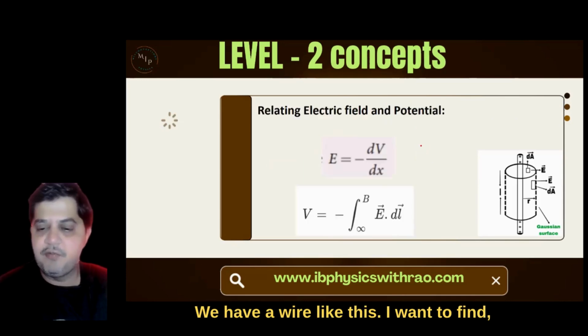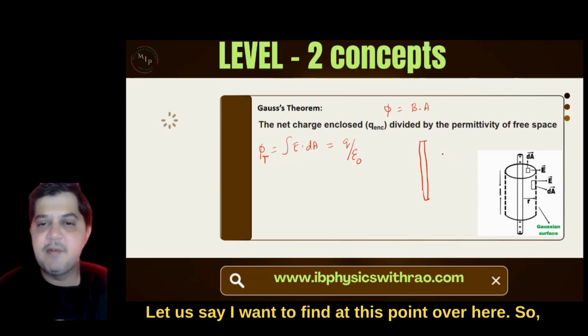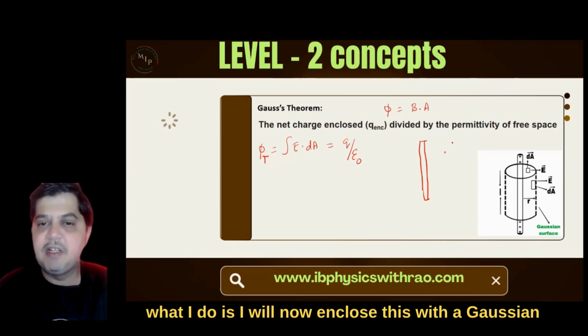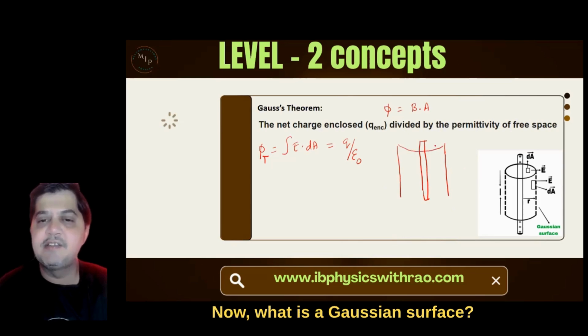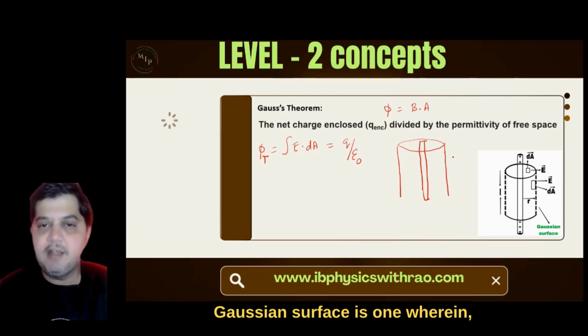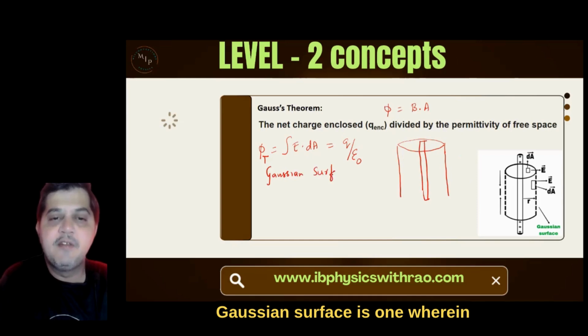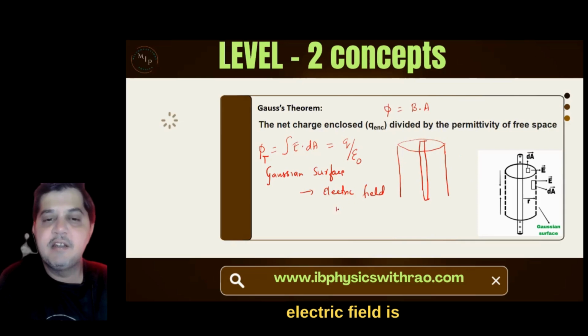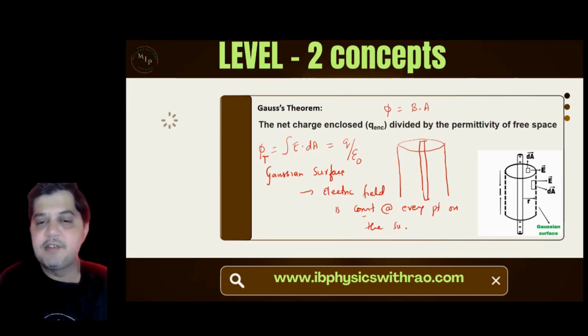We have a wire like this. I want to find the electric field acting at any point. Let us say I want to find it at this point over here. So I will now enclose this with a Gaussian surface. Now what is a Gaussian surface? Why do you want to do this? The Gaussian surface is one wherein the electric field is constant at every point on the surface.